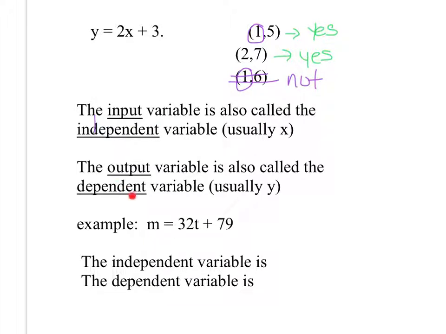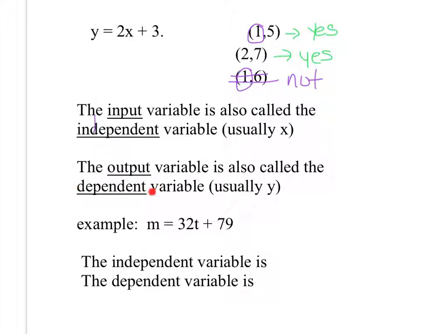Okay, now output is the one that you're told. After you plug in for that and you do the math, what do you find out? You find out that m equals that. Or up here, if you plug in for x and you do all the math, then you find out y equals that. So that is your output. Now usually it's y, because it usually says y equals. But over here you'll see that it's an m.